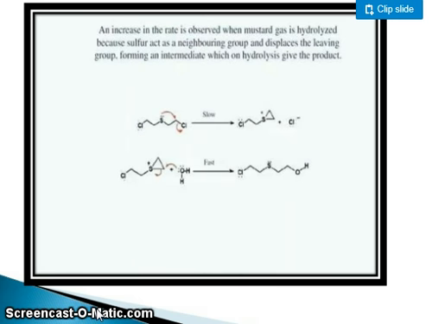Now friends, an increase in the rate is observed when mustard gas is hydrolyzed. Why? Because sulfur acts as a neighboring group and displaces the leaving group, forming an intermediate which on hydrolysis gives the products. So you can see here the formation of the three-member ring and then rupture of the ring, forming the product.